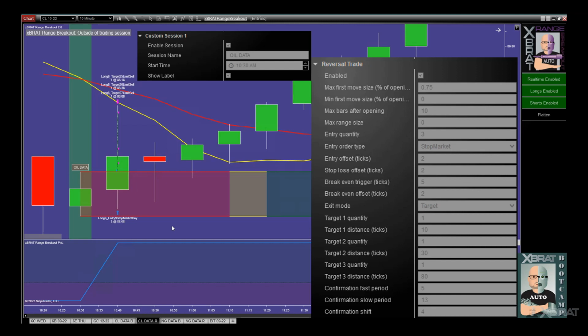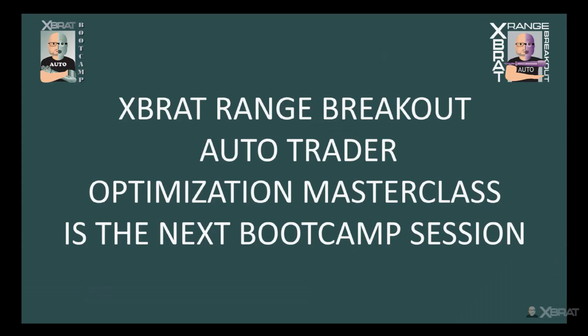And again, when we did that first module on this boot camp where we looked at those session times, we'd only put Wednesdays between certain hours, and that's the only time we're interested in trading this particular strategy. So very, very powerful strategy, the reversal trade there. Okay, so that's the xBrat range breakout auto trader optimization.